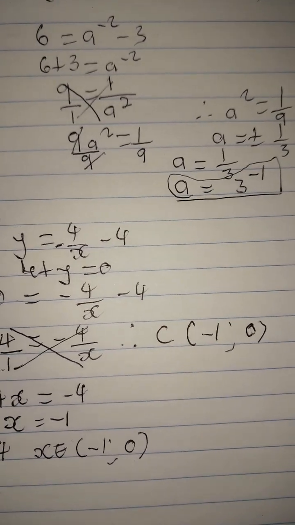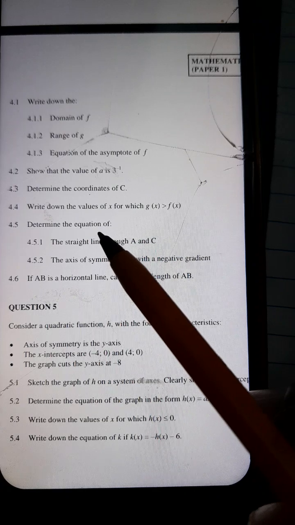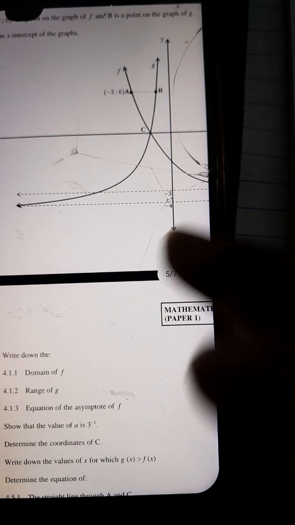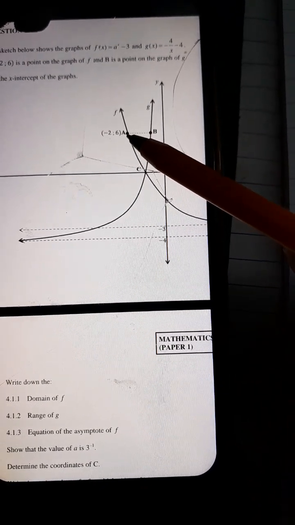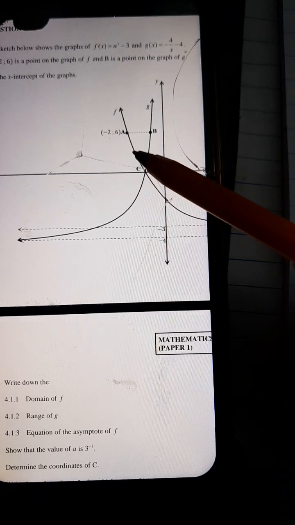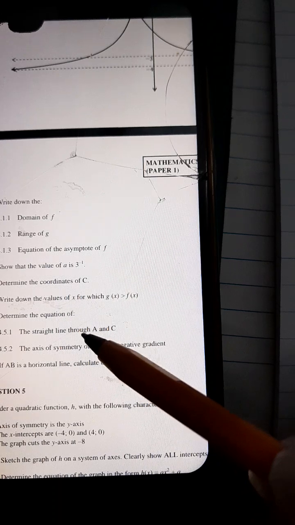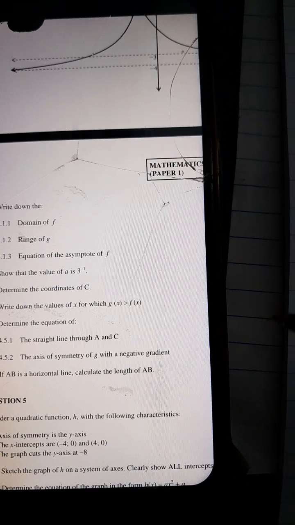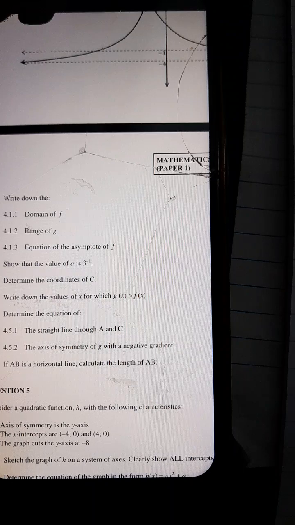Now let's move to 4.5. At 4.5, they said determine the equation of the straight line through A and C. You are given A, and you also have C. Remember, we calculated C as -1. You can't find the equation of a straight line without finding the gradient first. So we'll find the gradient using these two coordinates, A and C. Then it will be easy for us to get the equation.